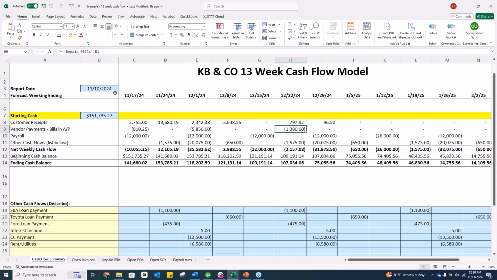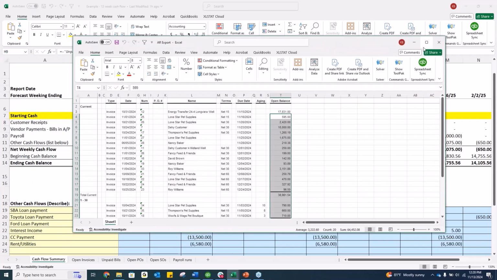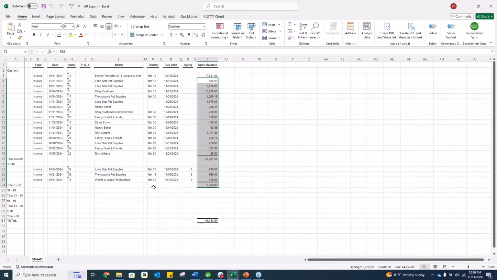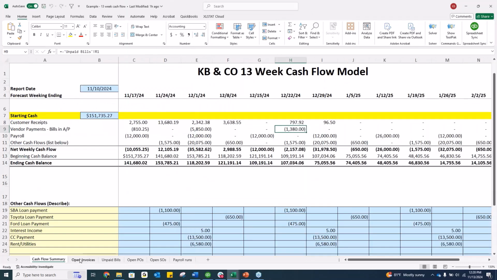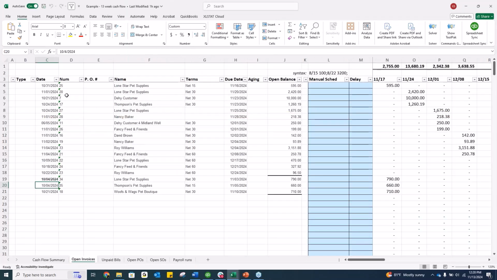I've entered my starting date and my beginning cash balance. Then I begin filling in my data, working from what I know to what I don't know. For example, I'm going to take an export of my AR aging detail out of QuickBooks. You can see here I exported that report. And the way that this report is designed is that I can copy and paste these columns into the Open Invoices tab. You can see it's pretty much identical information in there.